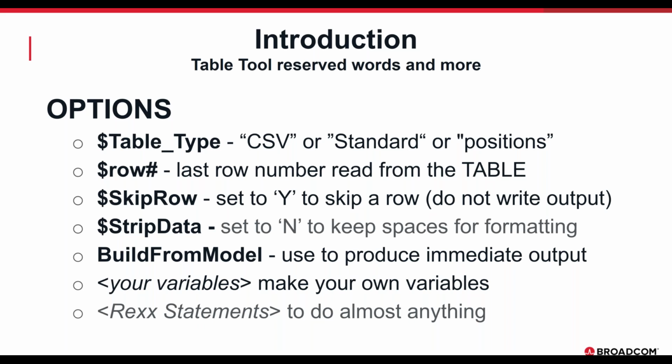$SKIPROW is a variable you can use. If you see something on a row that you want to bypass processing for that row, you can set skip row to a yes or a Y, and that will cause Table Tool to just not produce any output for that particular row and go back to the table and read the next record.